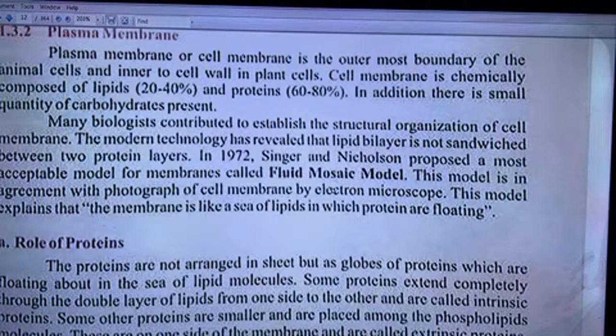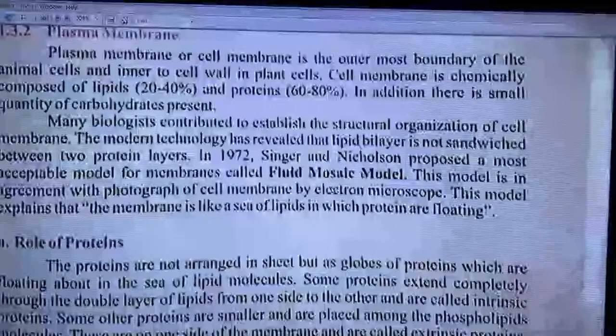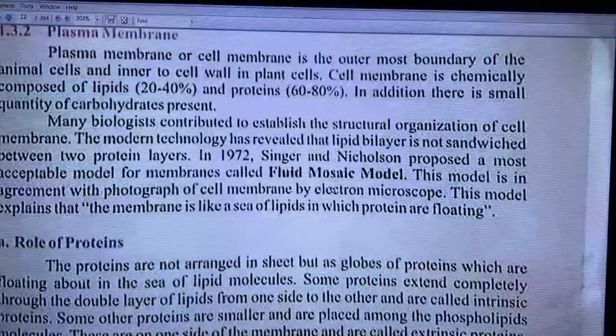Many biologists contributed to establish the structural organization. Modern technology has revealed that the lipid bilayer is not sandwiched between two protein layers. In 1972, Singer and Nicolson proposed the most acceptable model for the membrane, called the fluid mosaic model. This model is in agreement with photographs of the cell membrane by electron microscope. This model explains that the membrane is like a sea of lipids in which proteins are floating.